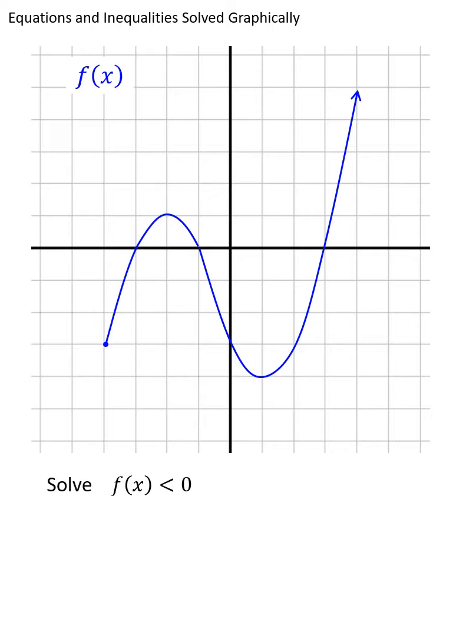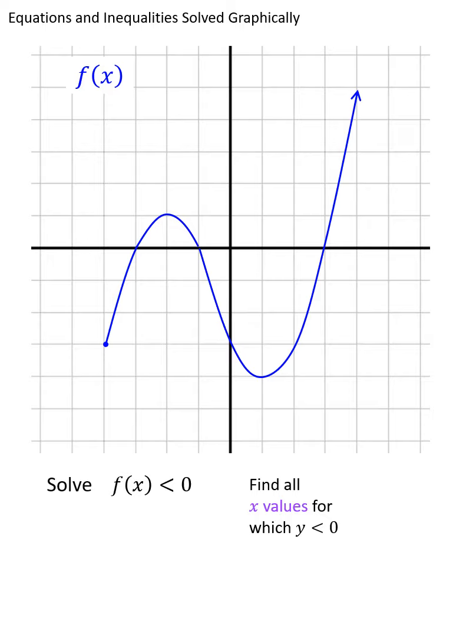Suppose we were asked to solve an inequality. f of x is less than 0. Well, we're looking for all x values that make this inequality a true statement. So for f of x to be less than 0 for some particular x, it would have to have a y-coordinate less than 0. So I now want to find all x values for which the y-coordinate of this function is less than 0.